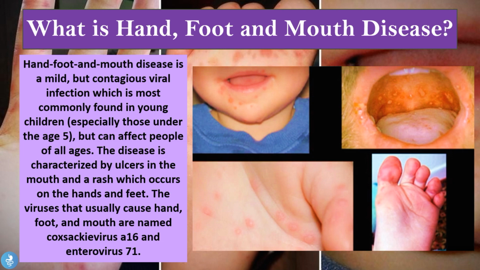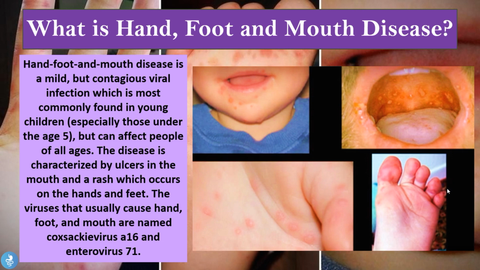Hand, foot, and mouth disease is a mild but contagious viral infection, which is most commonly found in younger children, especially those under the age of 5. But the disease can affect people of all ages. The disease is characterized by ulcers in the mouth and a rash which occurs on the hands and the feet. The viruses that usually cause hand, foot, and mouth disease are named Coxsackie virus A16 and enterovirus 71.